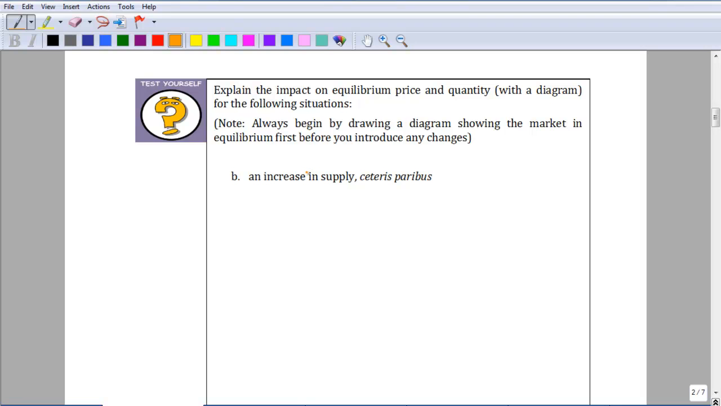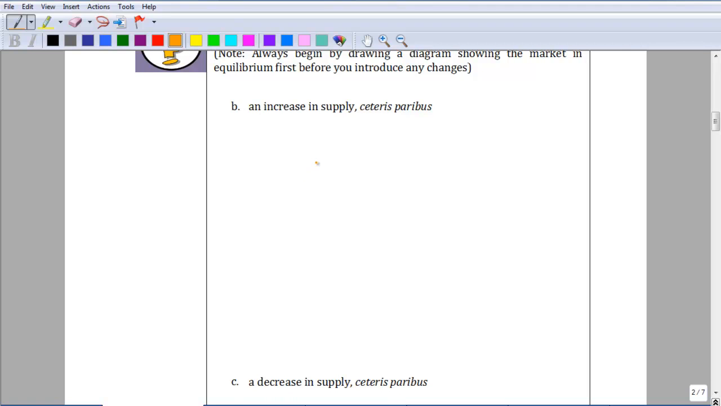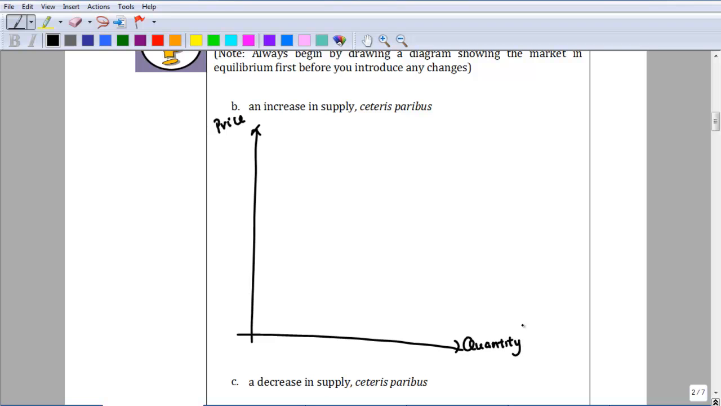Now let's take a look at Part B. Part B, there is an increase in supply, ceteris paribus. To begin our analysis, let's draw our diagram first. On our vertical axis, we have price. Horizontal axis, we have quantity of the good. Draw in our supply and our demand curve.